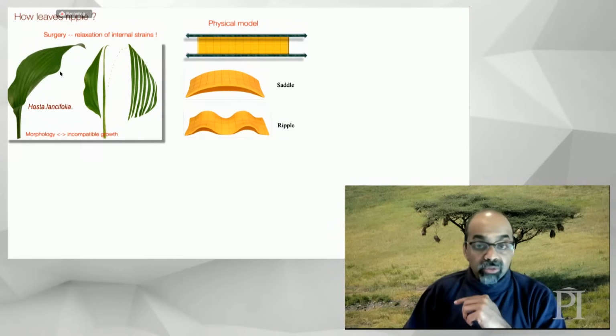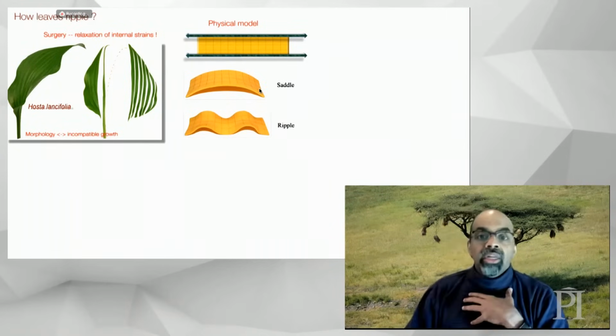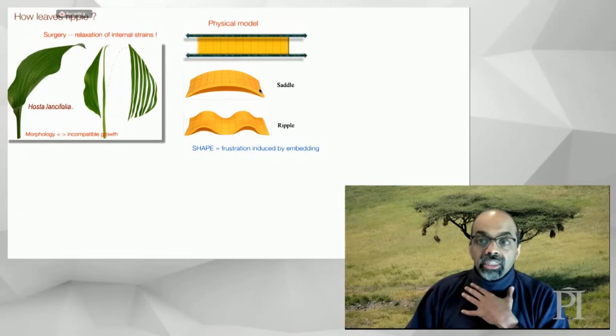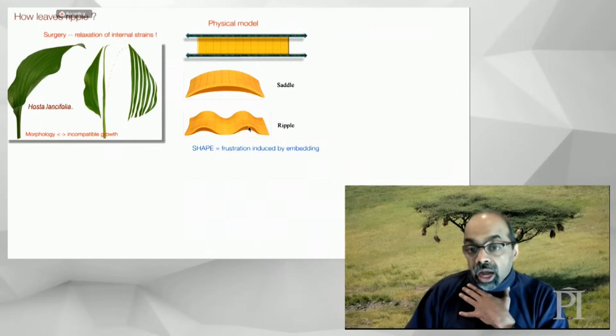So exactly the same over here. This is a physical model. Can you construct a mathematical model of this? And I'll show you the result in a minute. But first, I want to emphasize that shape over here is a consequence of the frustration associated with different parts wanting to do different things.